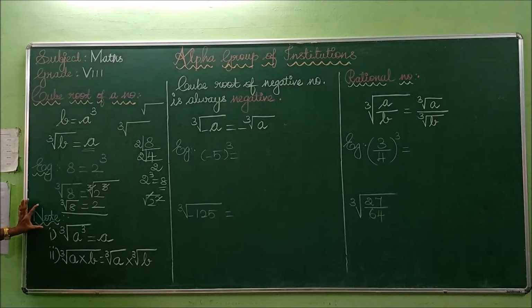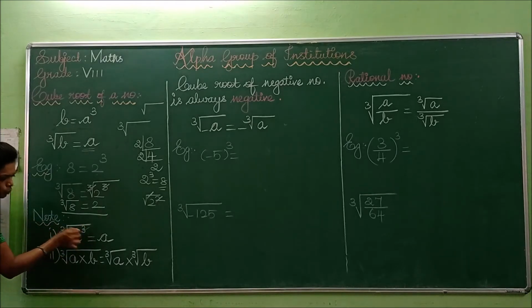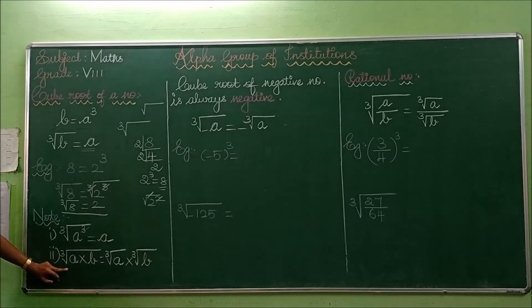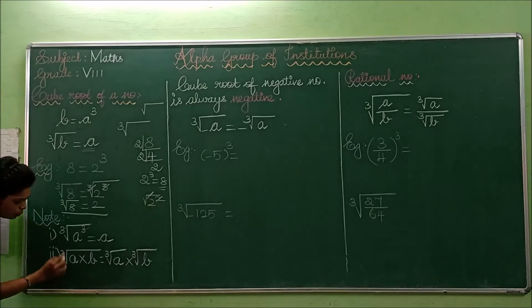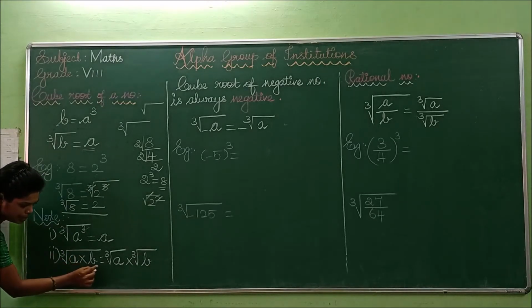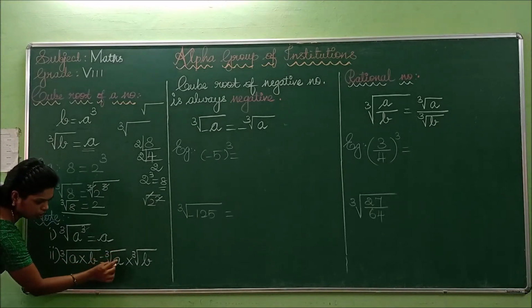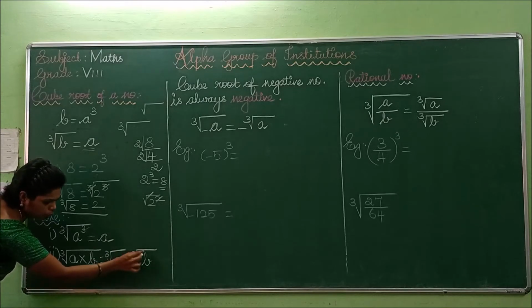So, you can remember this one: cube root of a cube. That means the cube root and the cube will be cancelled, and the remaining term is a. Then, if there are any two numbers, a and b, and you multiply them, the cube root of a into b is equal to the cube root of a into the cube root of b.